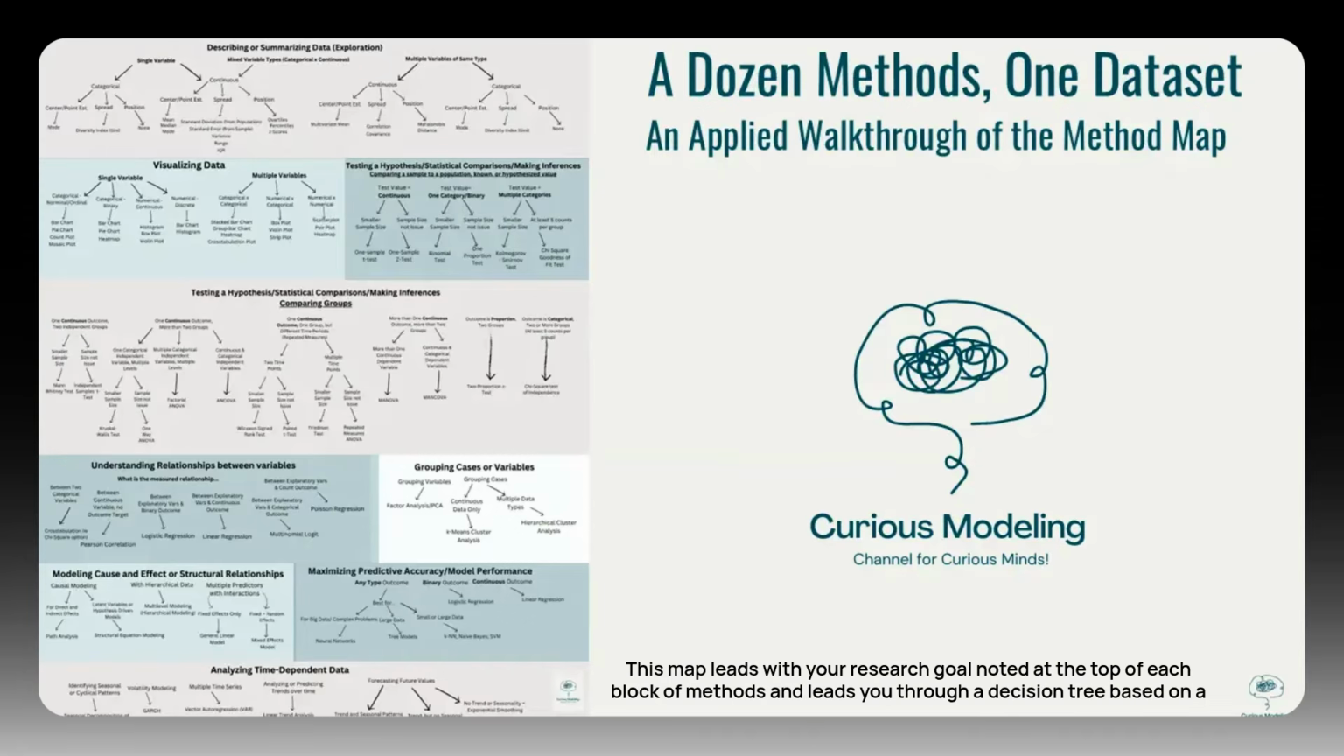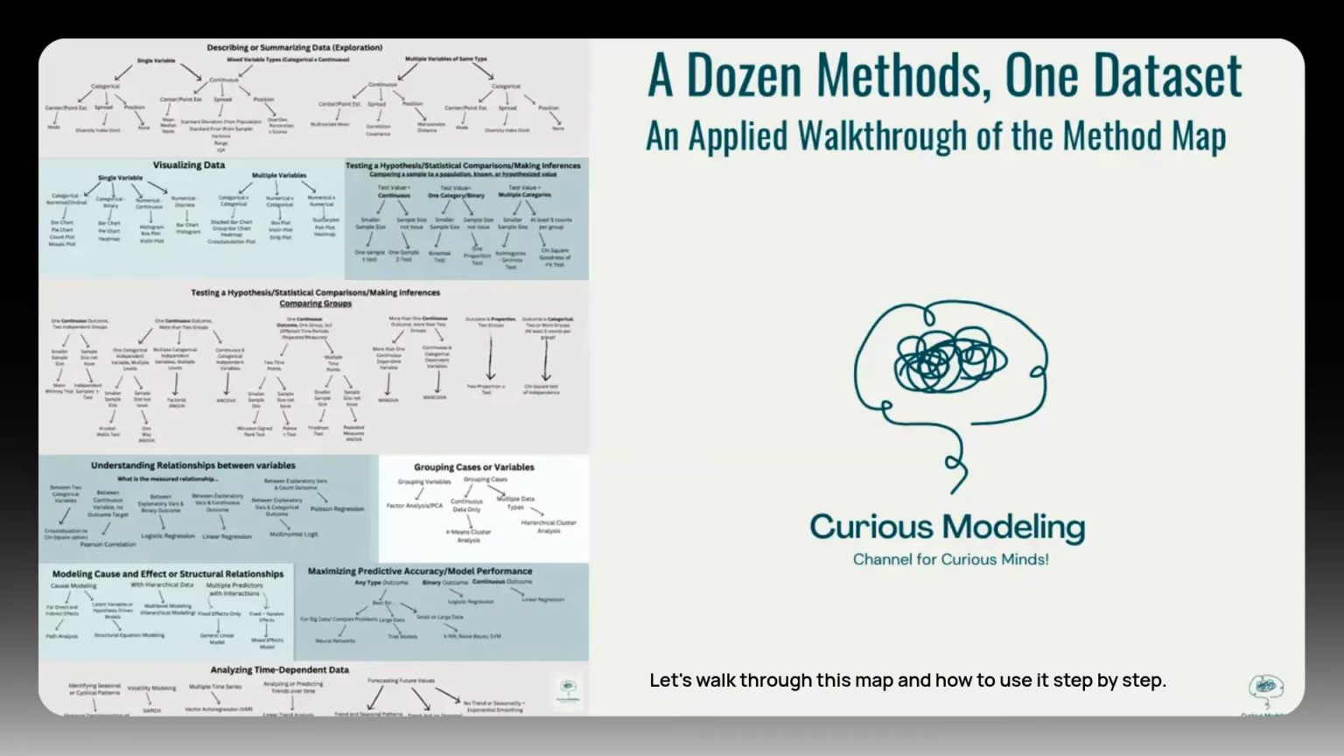This map leads with your research goal, noted at the top of each block of methods, and leads you through a decision tree based on a few items, most notably the number and type of variables you have, the structure of your data, or the statistical question you're asking. Let's walk through this map and how to use it step by step.